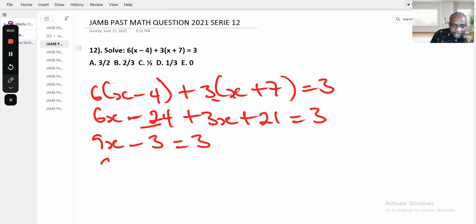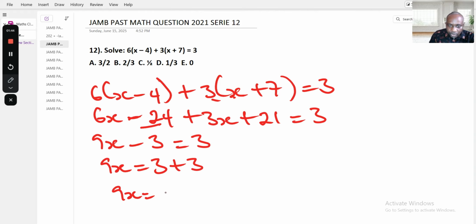Now let's collect like terms. 9x is equal to this 3. Yes, minus 3. Go and meet 3. Go and meet your twin sister. By the time you jump, there is minus beside it, behind it. So when you join the equal to, it will change the sign to plus.